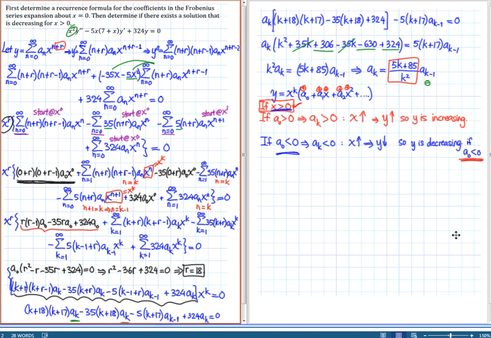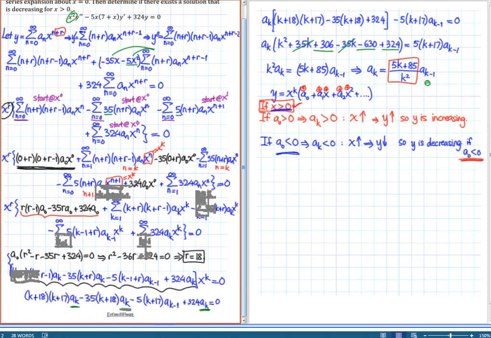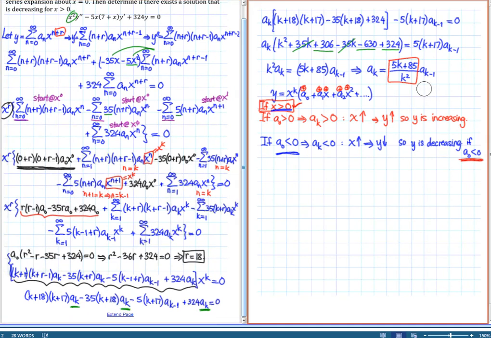By the way, we can factor out x to the k along with x to the r, and all the coefficients equal to 0. In this case, what we have is a relation where we solve for the relation. This is the relation we have, a of k in terms of a of k minus 1. Notice that the 5k plus 85 over k squared, that is always positive. So if we start with a positive a naught, everything will be positive. If we start with a negative a naught, everything will be negative.